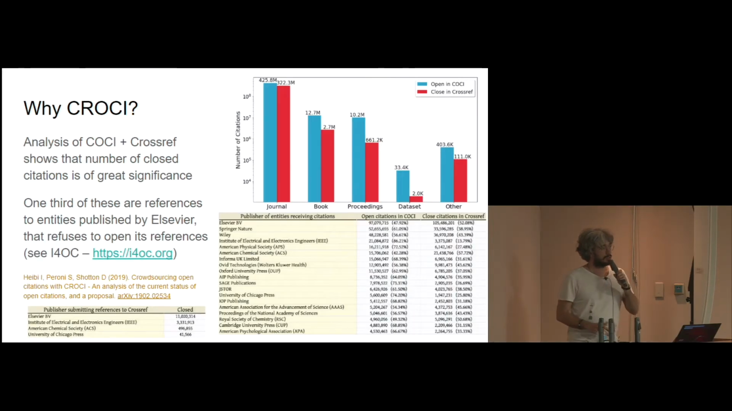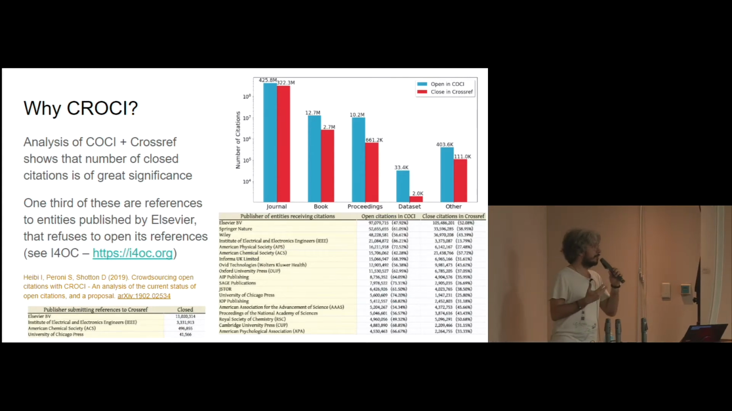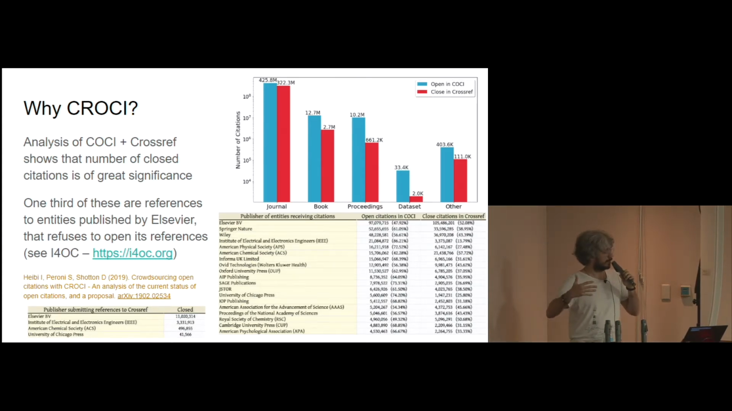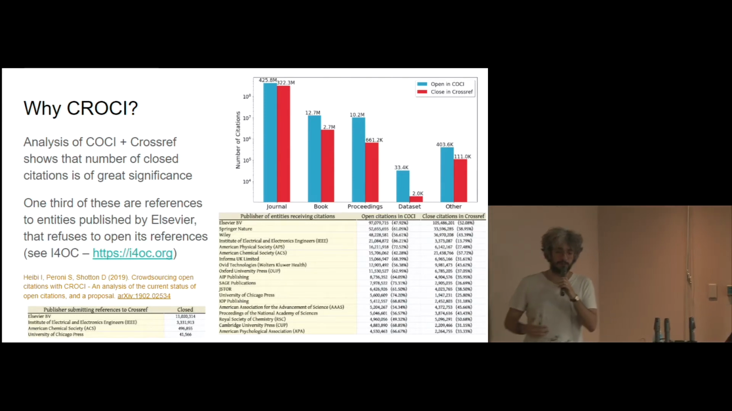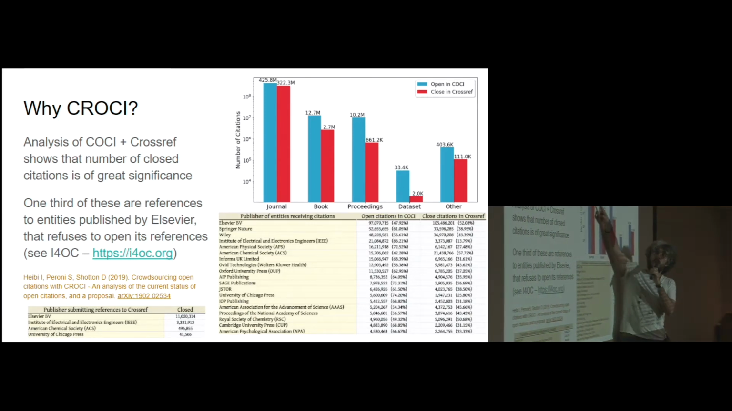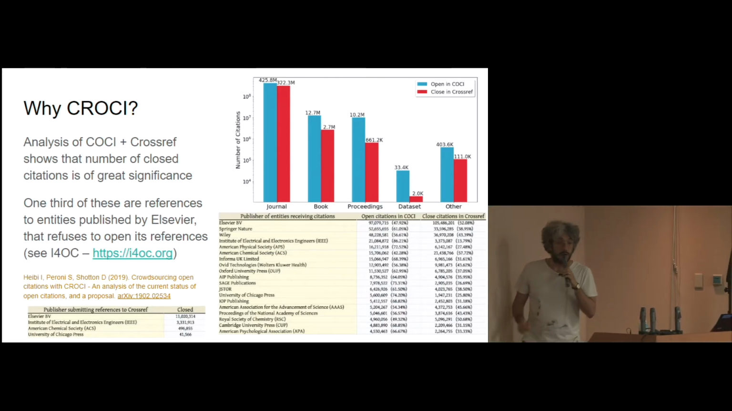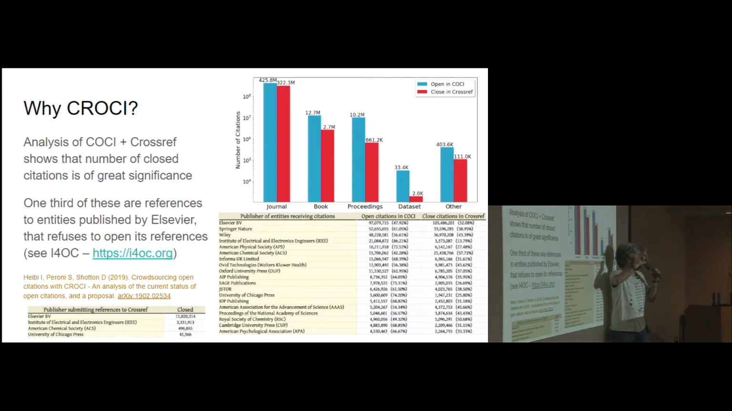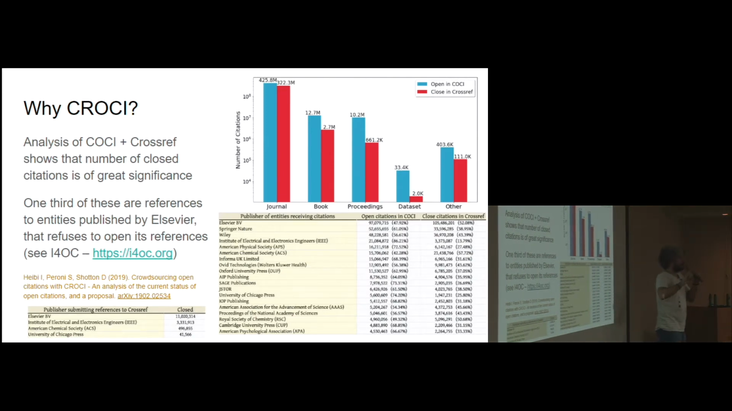So we analyzed the status of open citation versus closed citation by comparing the data available in COCI with some of the metadata available in Crossref. And we found out that there are a lot of open citations available to the public, but still the amount of closed citations in Crossref, in particular coming from journals, is quite high. And consider that one third of these closed citations, all of them, come from Elsevier.